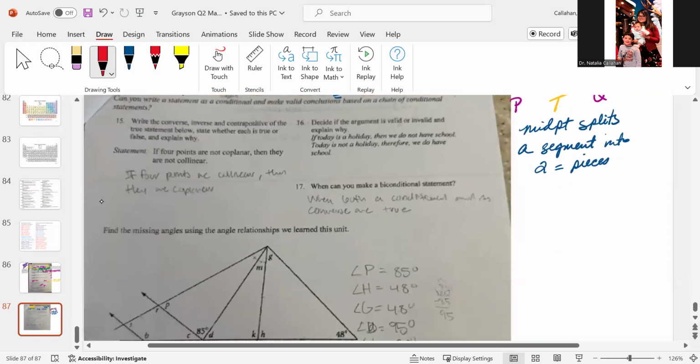Write the converse, inverse, and contrapositive of the statement below.